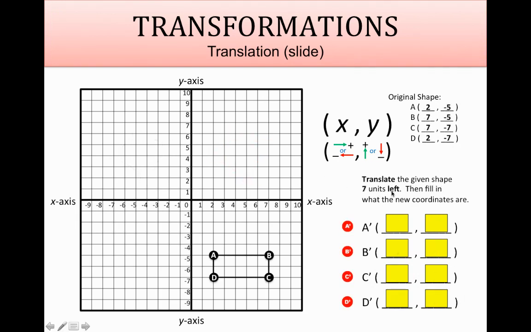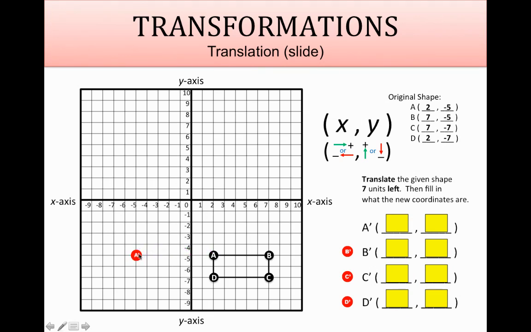For this particular example, we're going to move it to the left. So again, here's our original shape with the original coordinates. The original shape's coordinates are over here if you need those. We're going to move this one 7 to the left. We're going to start with A. 1, 2, 3, 4, 5, 6, 7. So you guys would take your A prime and put it right there.